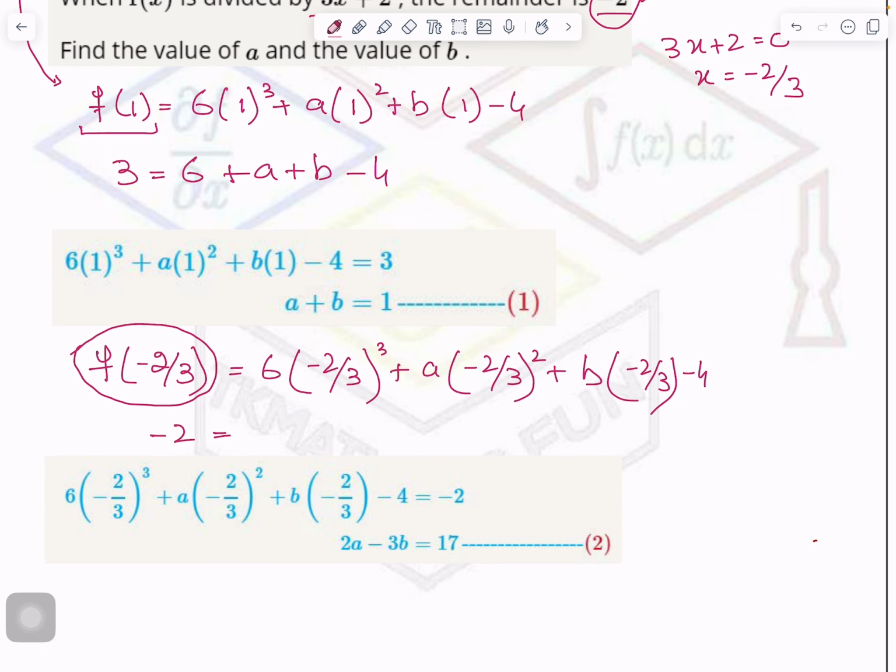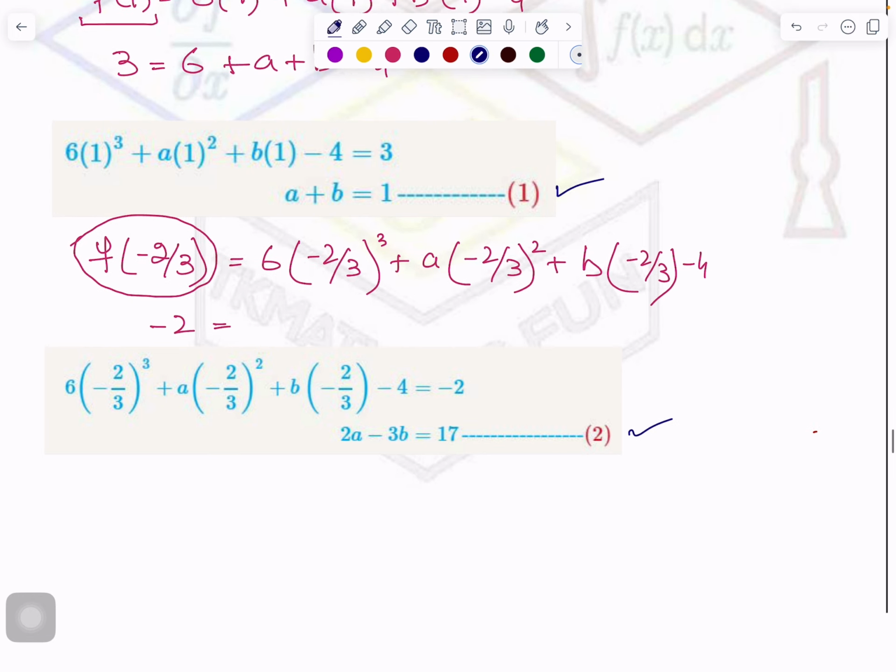So I got my two equations here. This is equation 1 and equation 2. I will solve them simultaneously. Either use the elimination method or the substitution method, your choice. Suppose I am using the substitution method. I am making a the subject from equation 1 and plugging it into equation 2.